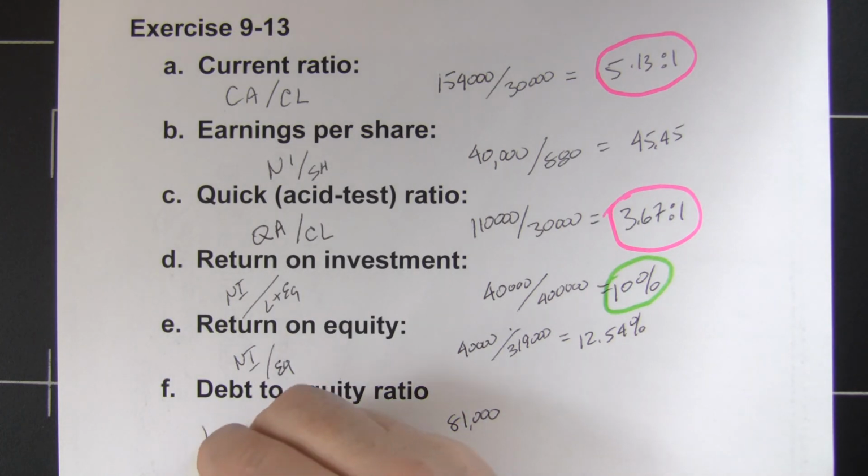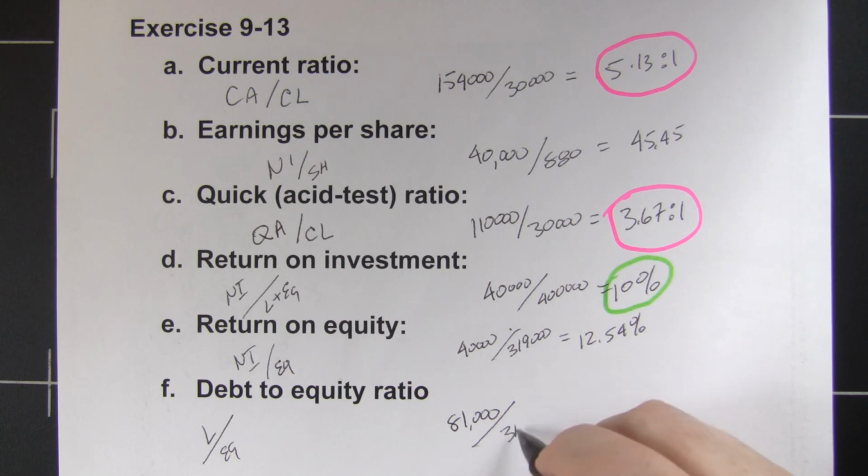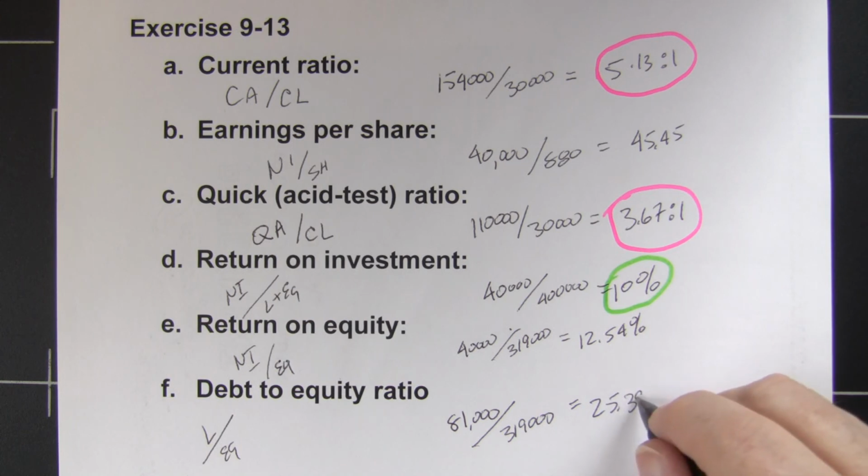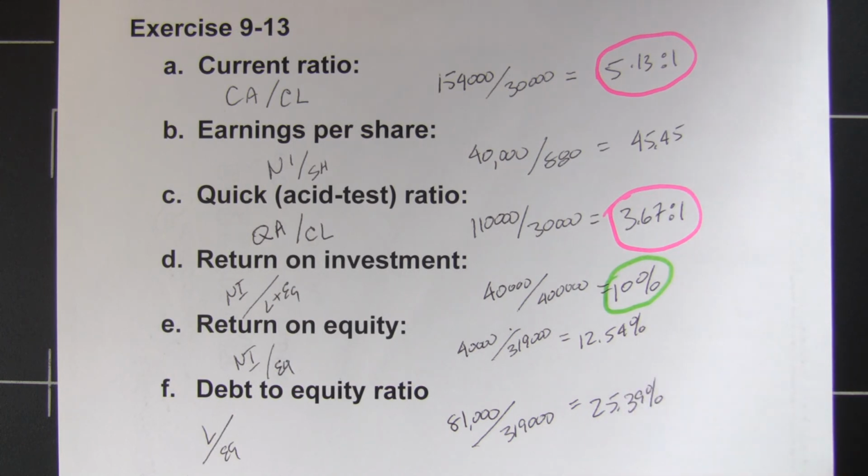That's all the liabilities divided by the equity, the debt to the equity. That's just looking at that half of the balance sheet. So 81,000 divided by 319,000 gives us a debt to equity ratio of 25.39%.